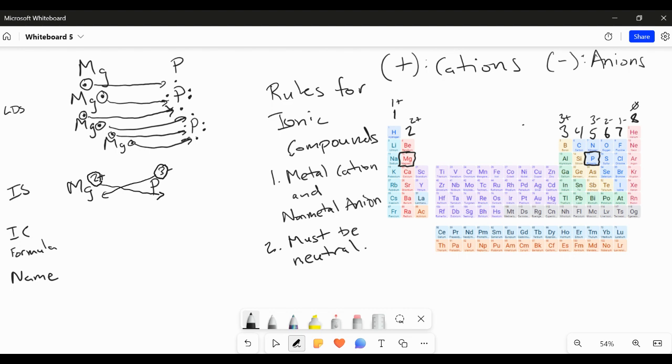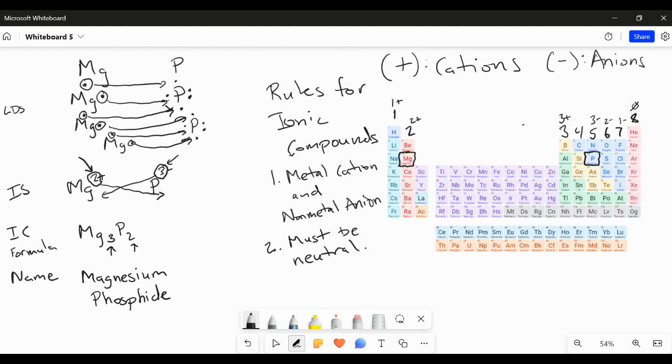So when we do this, our formula is Mg3P2, because magnesium's new subscript right here is the number from the charge of the anion. And phosphorus's new subscript right here is the number from the charge of the cation. And the name for this is magnesium phosphide.